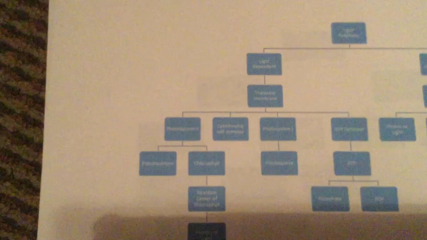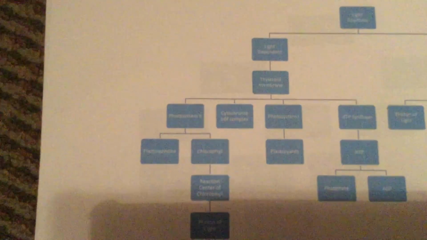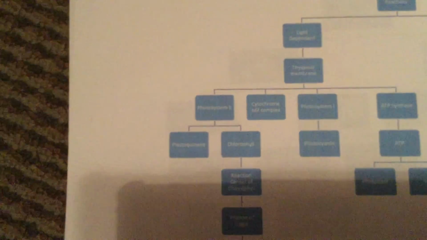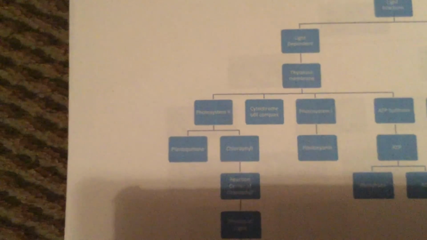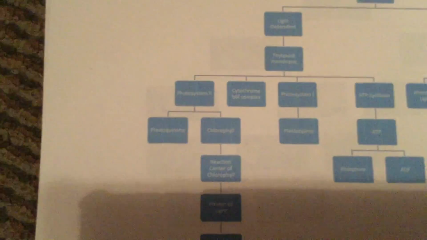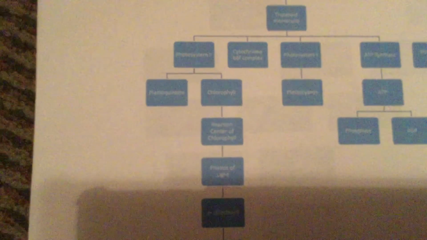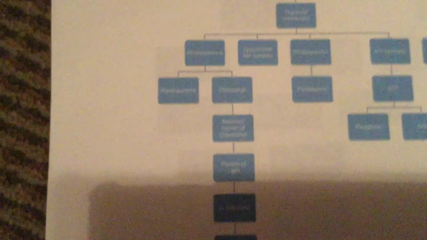And then going back to photosystem 2, I went down to plastoquinone and then chlorophyll. And then down from chlorophyll is reaction center of chlorophyll, down to photon of light, then to electron, and then down to NADP.